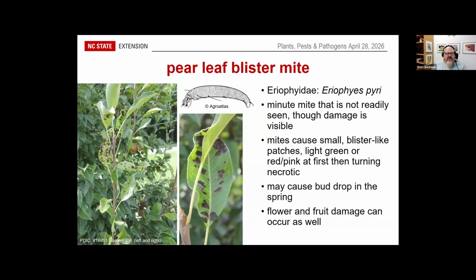The mites feed on the leaves. They cause these little blisters on the leaves, often green or pink or red, and then later on they become darker and necrotic, and this is often when people notice them. They may also cause bud drop in the spring, and they can cause flower and fruit damage in high populations. They will crawl onto the flowers and the fruit and feed. They can cause rusting of the fruit, which means it gets this kind of cracked, rough, skin-like texture on it. So this is a mite to be on the lookout for. Of course, you're not going to see the mites necessarily, but the symptoms can be very drastic.